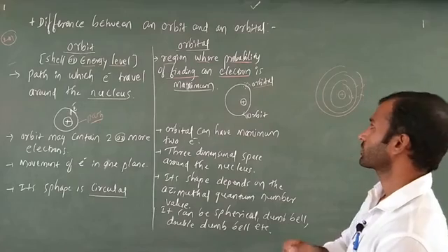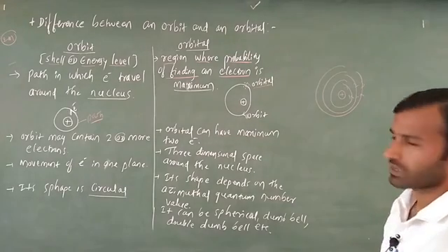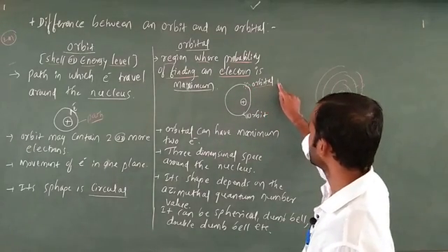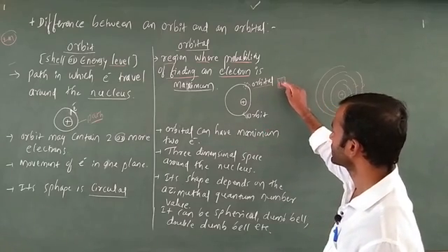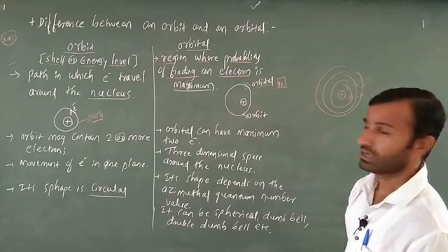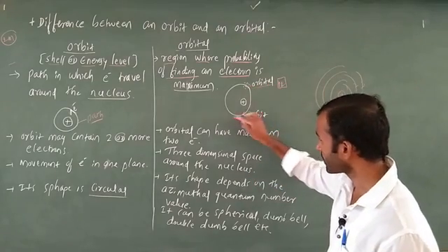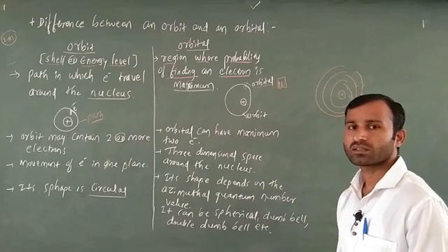You know very well about that. I think you have studied in 10th class also. Here I am going to consider this as the orbital. In this case the electrons are present like this only. This is the orbital. But the circular path is the orbit. Orbit is different, orbital is different.